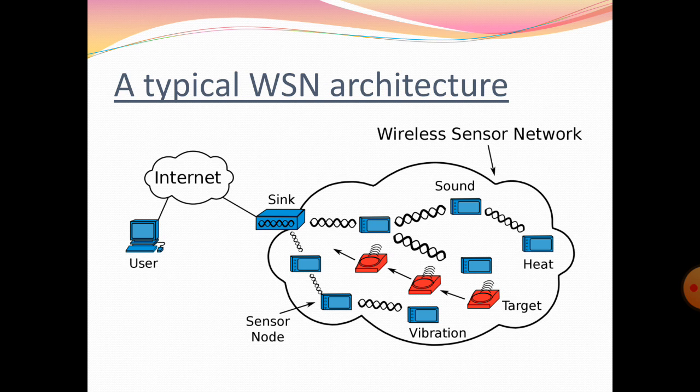Next we come to the architecture of wireless sensor networks. Here we can see a user connected to the internet, and the internet is connected to a main sink. Through the sink, a number of nodes are connected, and the data is collected through the target and accumulated at the sink, and then it is passed to the user. So this is the basic architecture of wireless sensor networks.